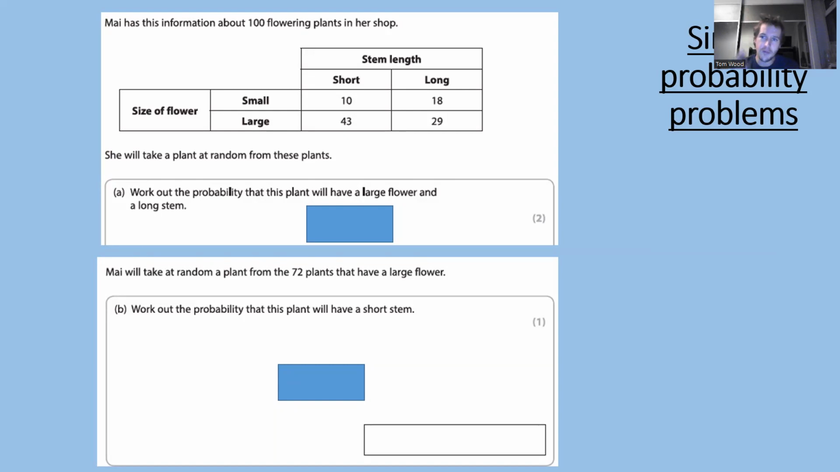It's reading information from a table and then stating the likelihood. Now, if we're given this in a table, like we just had there, and it's written in decimals, then writing it in decimals or answering it in decimals is the way forward.